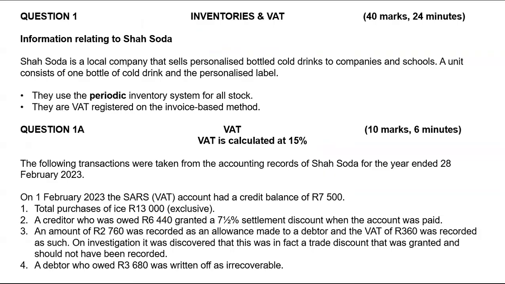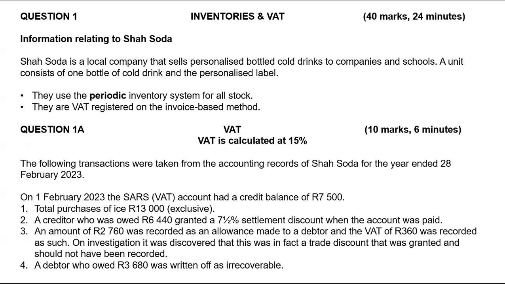Okay. Moving to point number 3. An amount of 2,760 was recorded as an allowance made toward debtors, and the VAT of 360 was recorded as such. Here you need to celebrate because you don't need to calculate the VAT. They gave it to you. Okay. And then they say on investigation, it was discovered that this was in fact a trade discount that was granted and should not have been recorded.